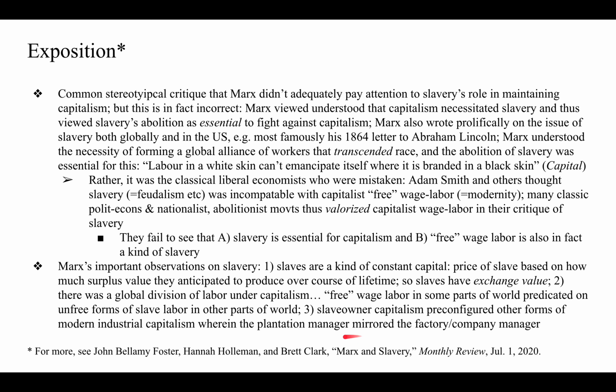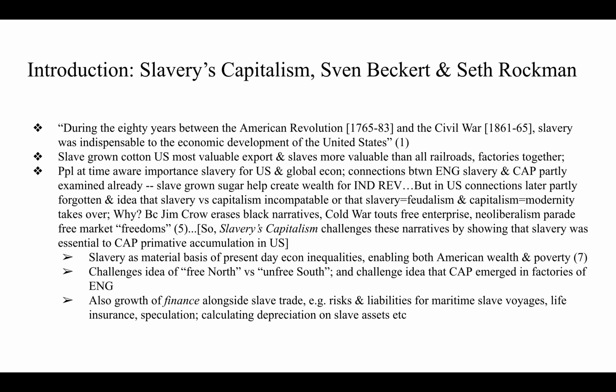Much more could be said about this issue, but for the time being, I will direct your attention to a great article in Monthly Review by John Bellamy Foster, Hannah Holleman, and Brett Clark called Marx and Slavery, released in 2020. Great overview of the issues there as well. So let's get into the book.